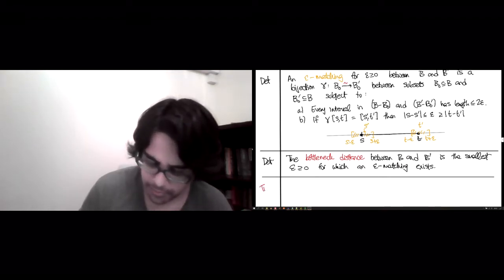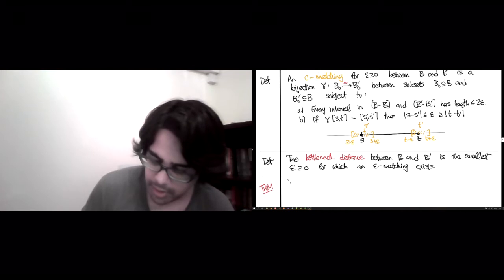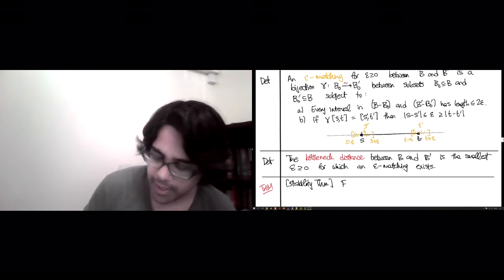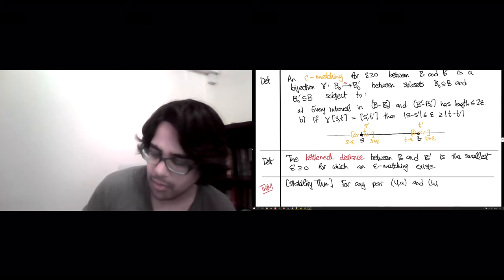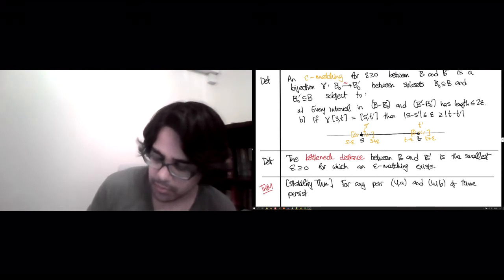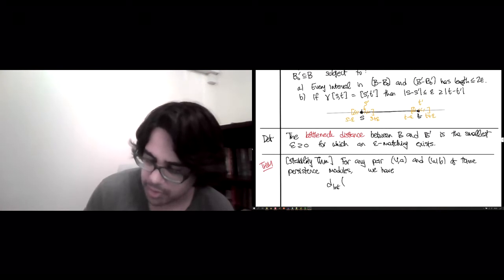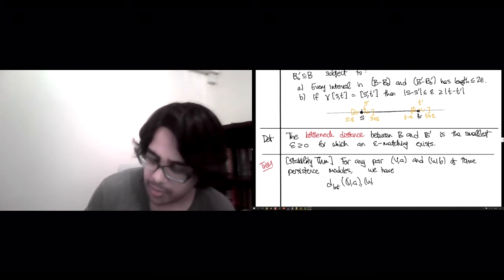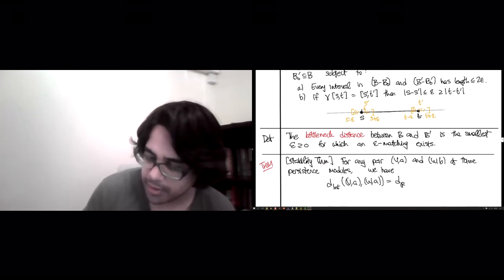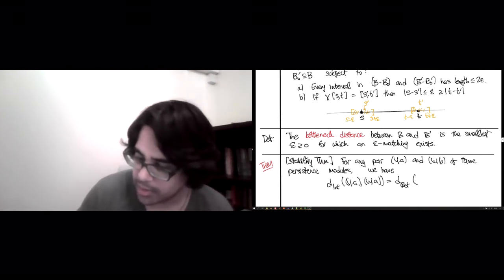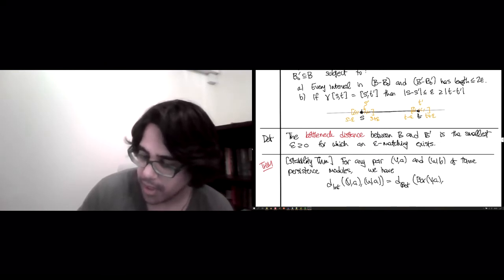So here it is. Stability. For any pair V and W of tame persistence modules, we have an equality. So the interleaving distance, as defined in the previous lecture, between V and W is equal to the bottleneck distance of their barcodes, which are guaranteed to exist by the structure theorem.